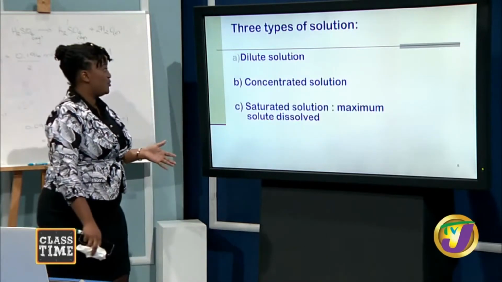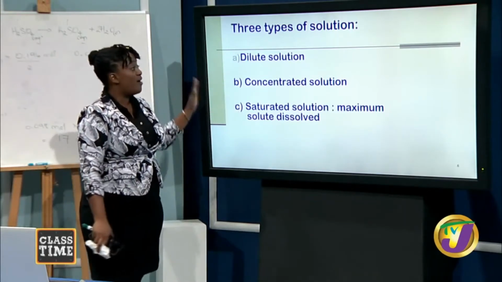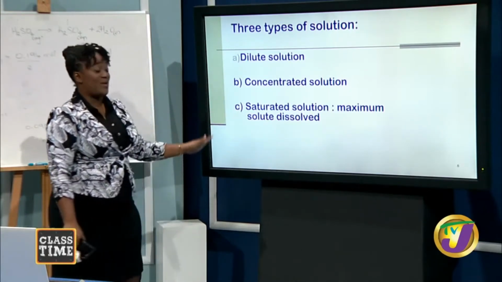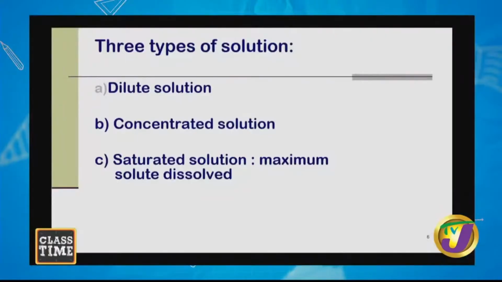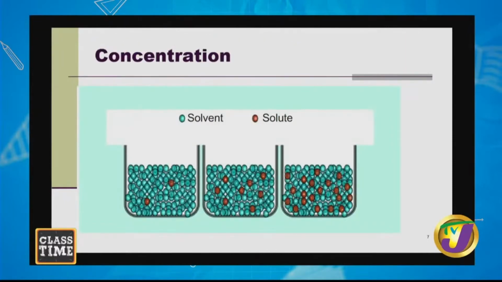There are 3 types of solution. We have dilute solution, we have concentrated solution, and of course we have a saturated solution. Saturated solution just means that the maximum solute is dissolved in the solvent. All right, so we're going to focus on concentrated solutions. So here is a visual for visual learners. Here we have our solvent being blue and our solute in red. Which of these would you think is a dilute solution and which would you think is a concentrated solution?